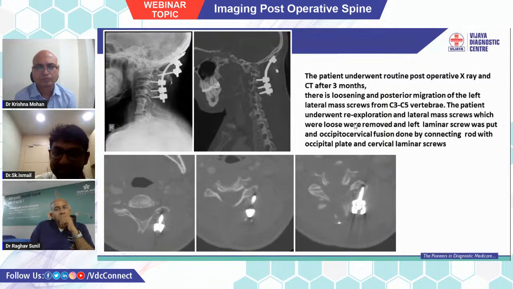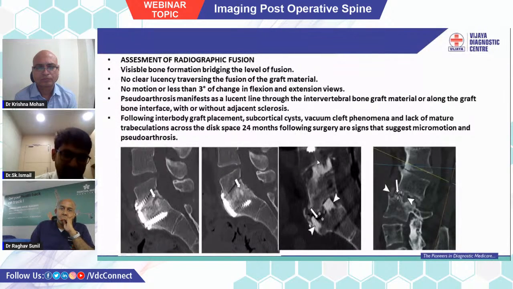The patient underwent re-exploration, and the lateral mass screws were removed, and an occipitocervical fusion with translaminar screw was put. Another important imaging modality in post-operative imaging, especially for instrumentation and for assessing bony fusion, is CT. So CT and X-ray. Whenever we are assessing for radiographic fusion, osseous fusion takes time, up to 2 years.